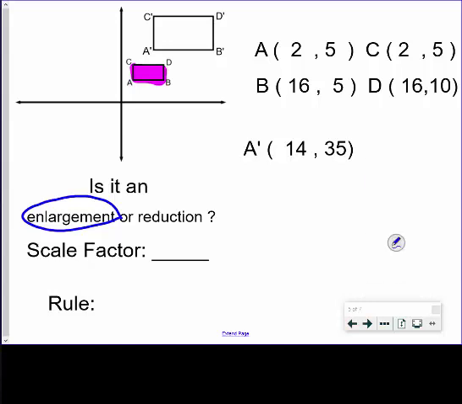So to figure out its scale factor, we need to look at its coordinates. Let's just look at A. From A to A prime, they multiplied by something to get from 2 to 14. From 5 to 35. Try to figure out what they multiplied by to get from 2 to 14, to get from 5 to 35.